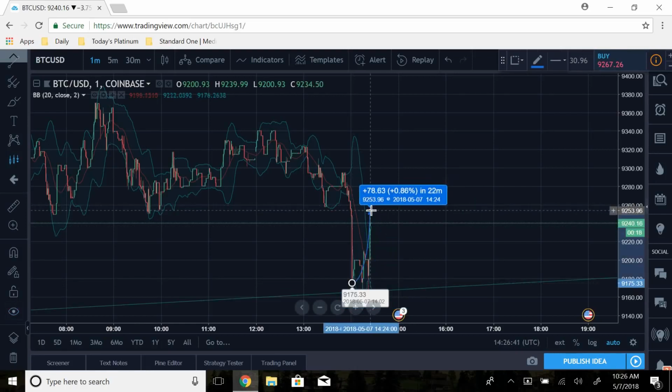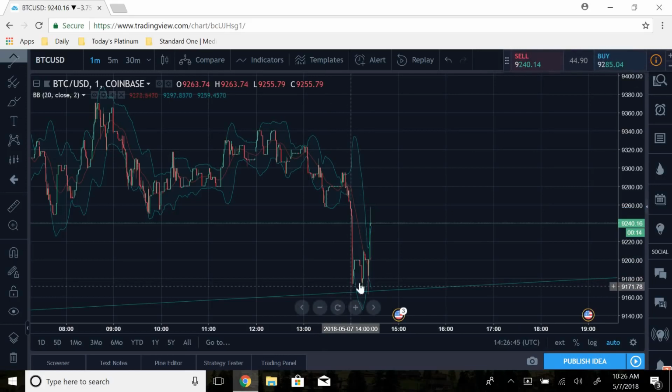As you can see here, that would have been almost 1% in only 23 minutes, just from buying when the Bollinger Bands were showing that it's oversold. There was a lot of sell-off action here, it stabilized for a moment, and then started to move up again.